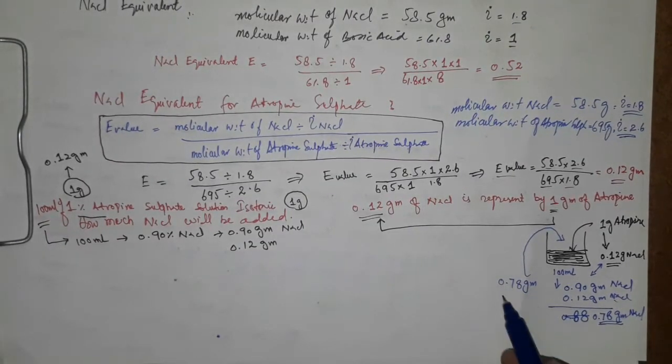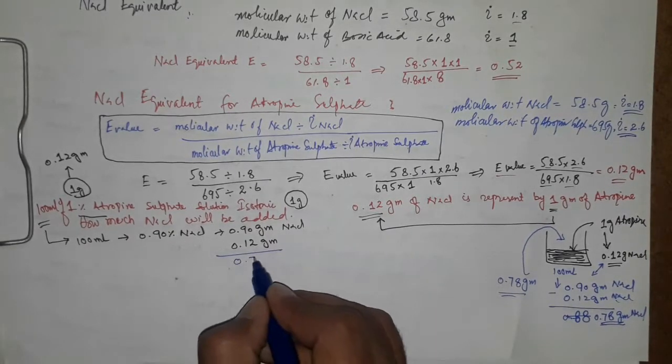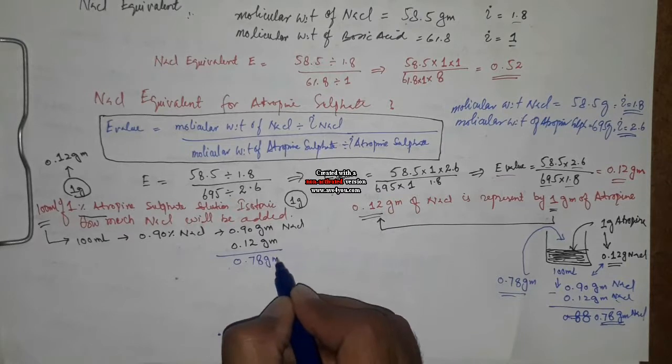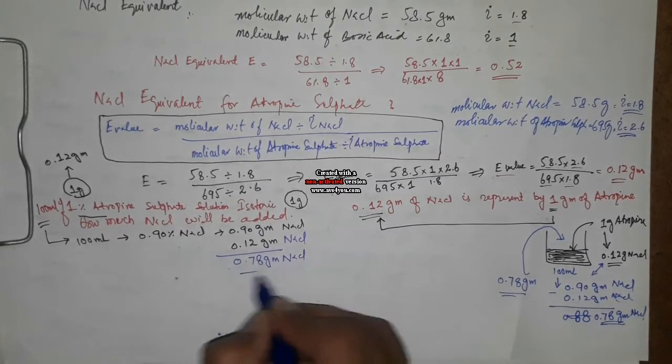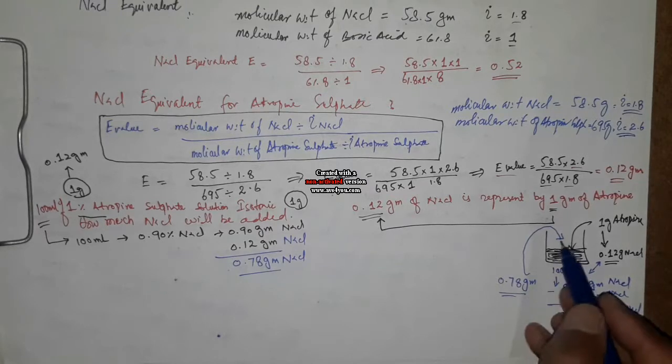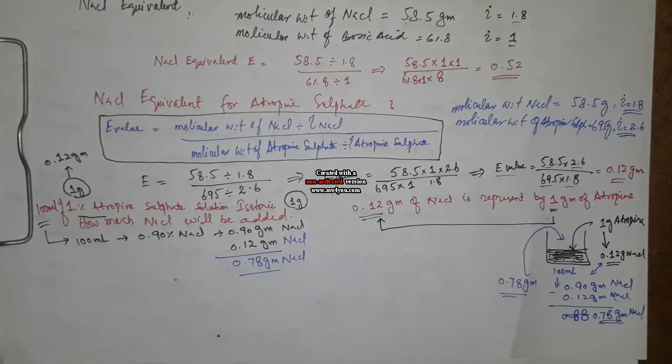0.90 gram of sodium chloride, just subtract this, gives us 0.78 gram of sodium chloride. So this much quantity of sodium chloride must be added to this 100 ml solution to make this solution isotonic. A very simple method, a very interesting method for the preparation of an isotonic solution. This was the sodium chloride equivalent method.